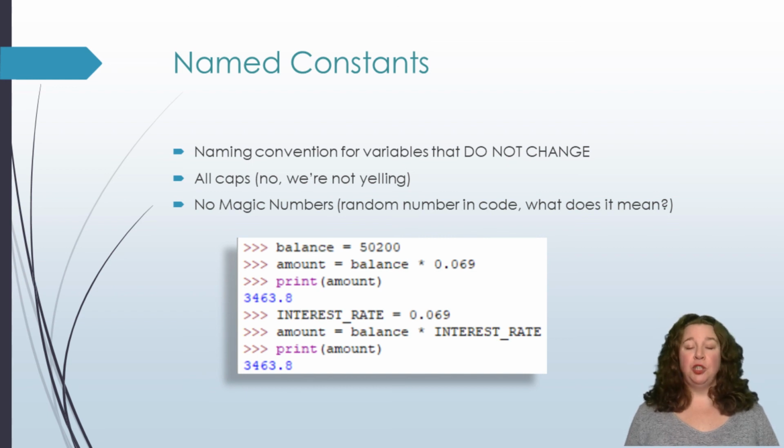It is much better to create a named constant called interest rate, make that 0.069, and then pass the interest rate in as a parameter or into your mathematical calculations at that point. Because when the user looks at it, they know what that means. That 0.069, it's not just a magic number in the middle of your code. It actually means something. And it's really a useful thing.